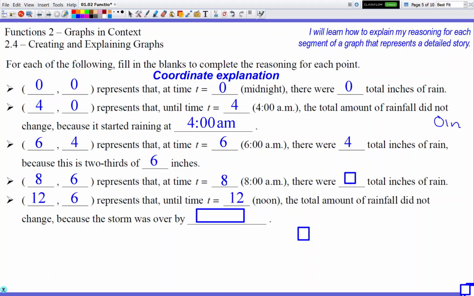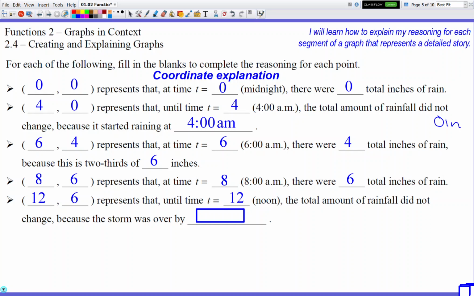So once again, you're explaining how come your y value changes from 0 to 4. How does it do that? Because in your story it states 2/3 of the rain fell by 6 a.m. So make sure you explain how your y values change from one coordinate to the next. Okay, so your next y value, it's a 6 now, so it went from 4 to 6. So we're going to see a 6 in your explanation, 6 total inches of rain. And just make sure you talk about the change.